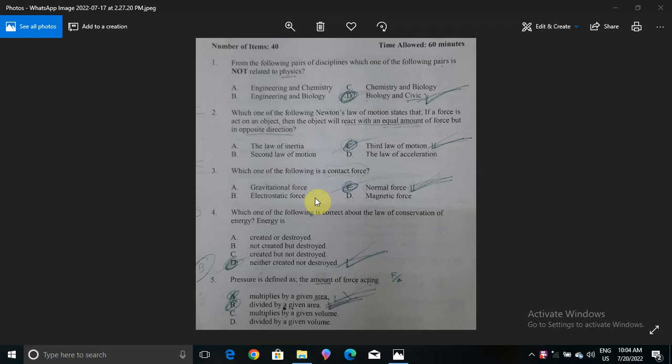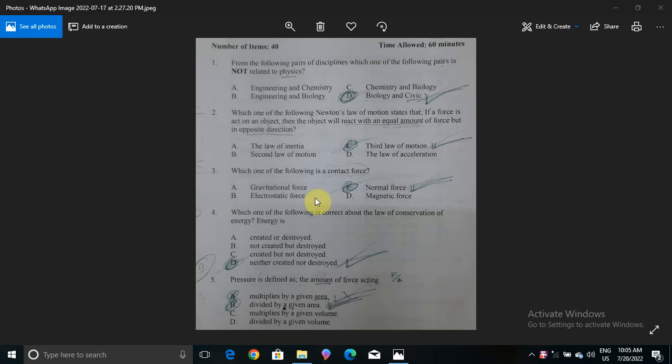Now question number four, which one of the following is correct about the law of conservation of energy? Energy is created or destroyed? No, it's wrong. Not created but destroyed? No, both of them are wrong. Created but not destroyed? No, both of them are not. So we have in choice D, neither created nor destroyed. So that means the correct answer for question number four will be choice D.